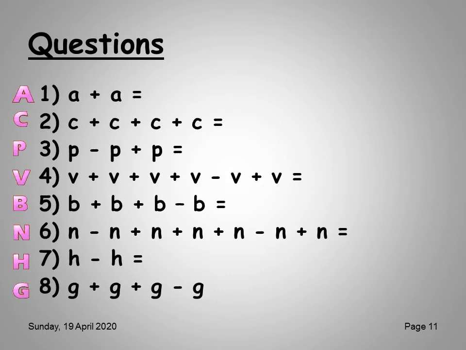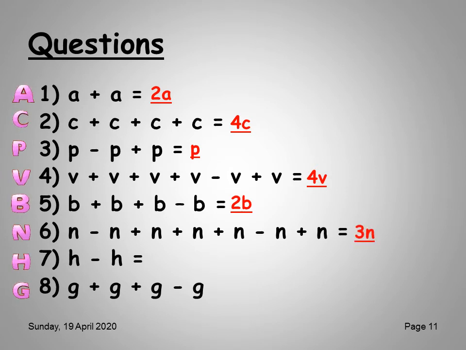Now you will tell me the answers quickly. Yes, 2A, 4C, B, 4B, 2B. This one will take some time, but see, n minus n, it goes to 0. Then again n plus n plus n, 3n. 3n minus n is 2n. 2n plus n, 3n. H minus h is definitely 0. And here you will get 2g. I think this is easy for you, isn't it?